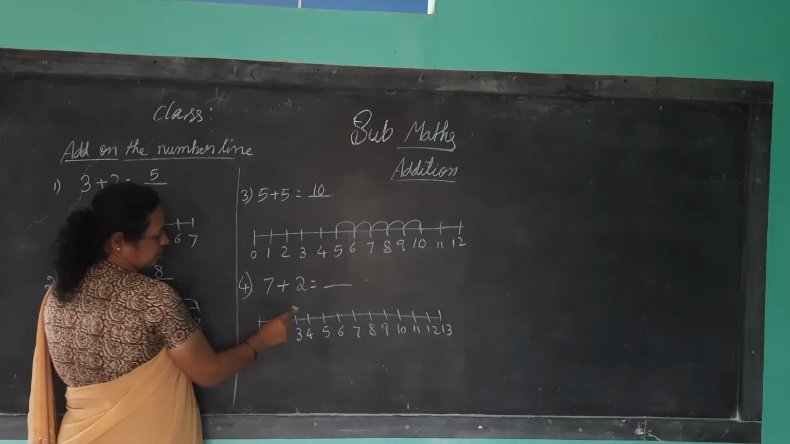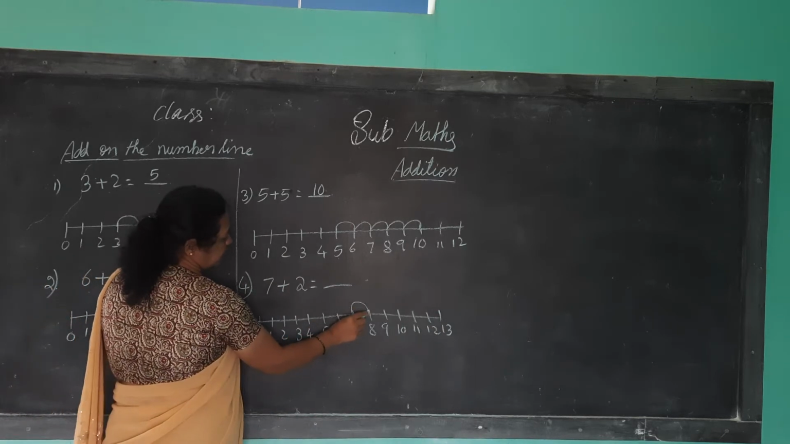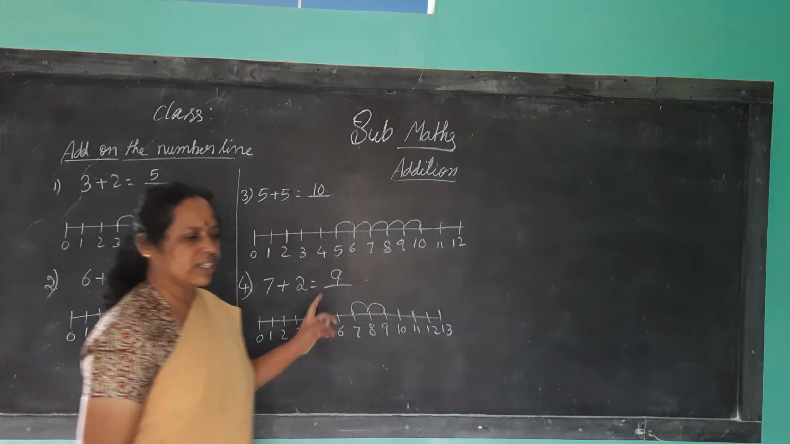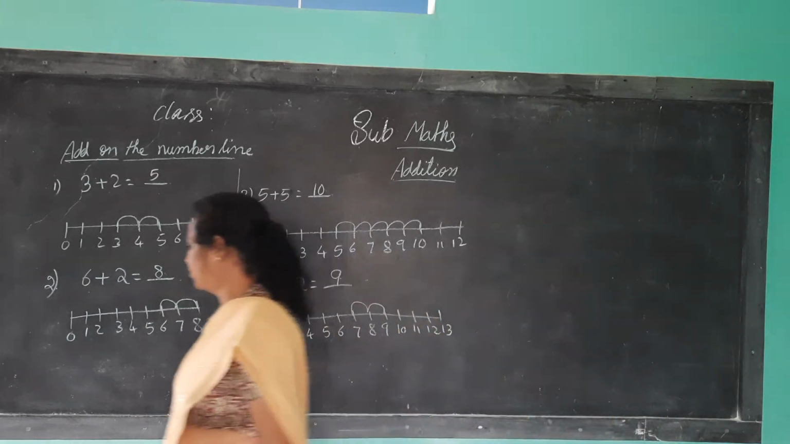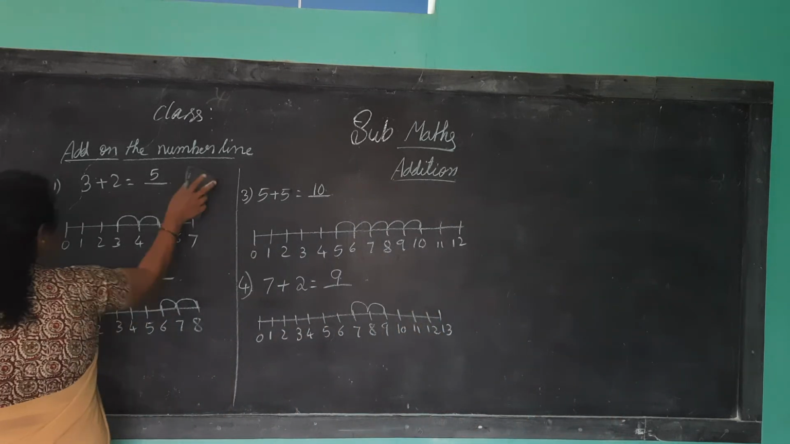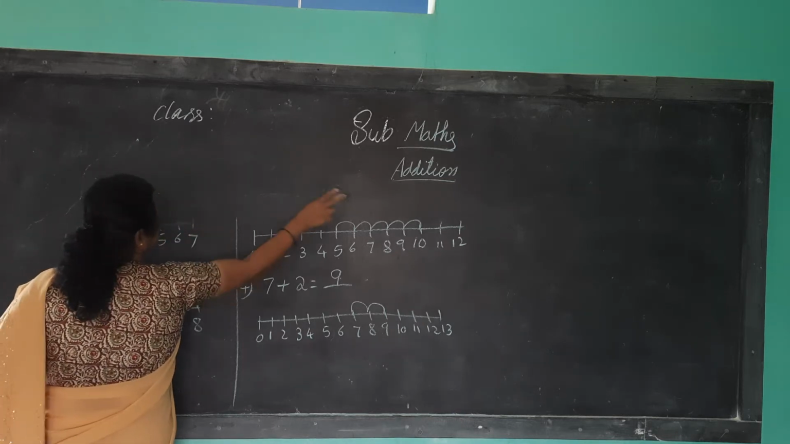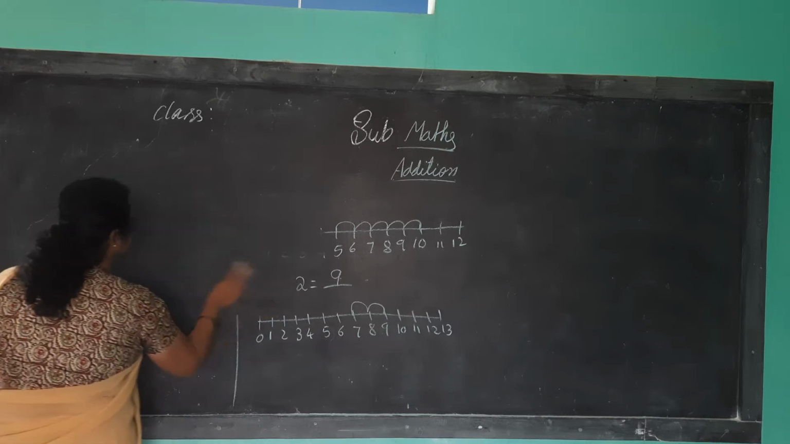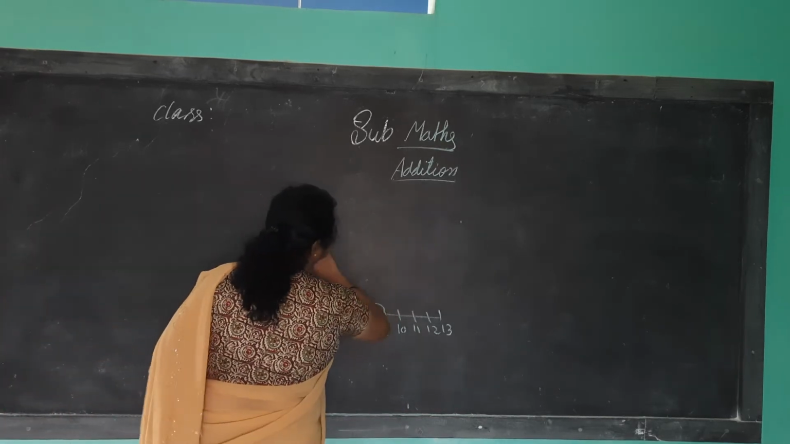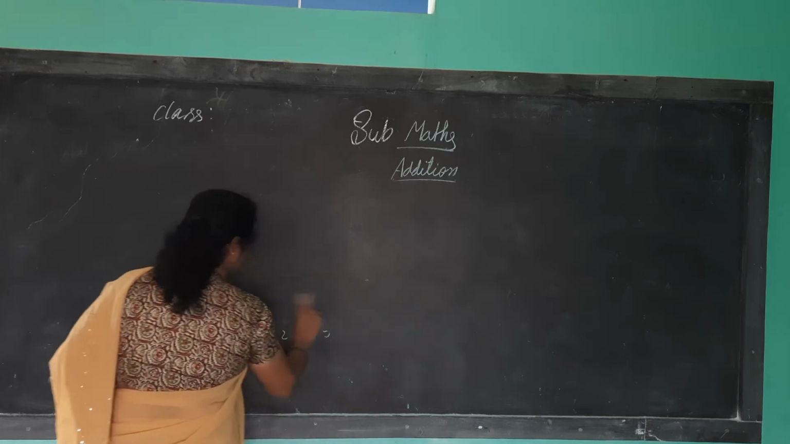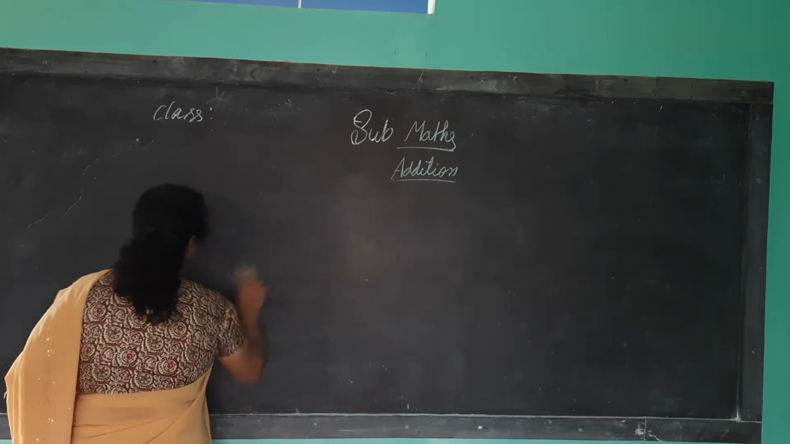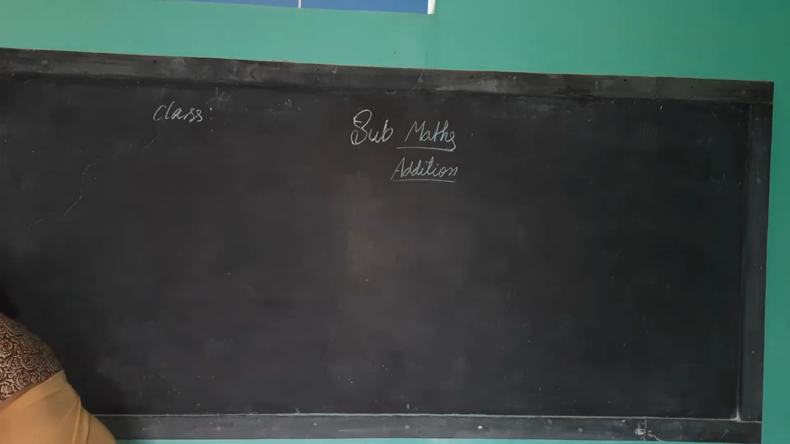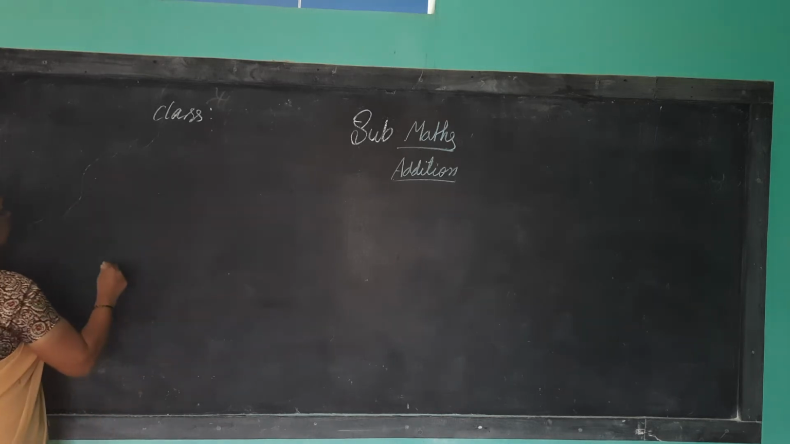How much? 7. Here is 7 plus 2: 1, 2. 7 plus 2 is how much? 9. Okay, children? Add on the number line means you can add like that. Okay? Now add.